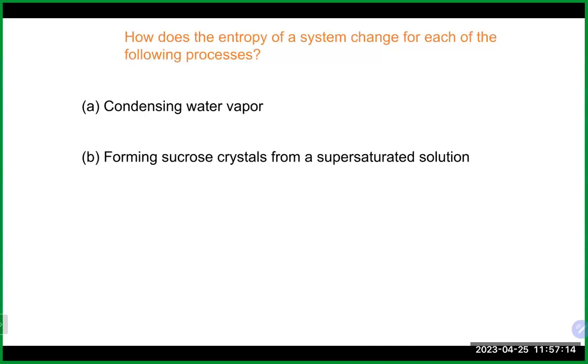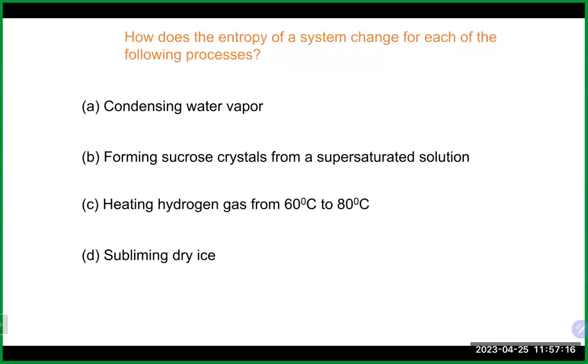All right, so take a moment for each of these and decide, how does the entropy change for each of the following processes? Does the delta S become more positive or negative? Is it increasing, decreasing? So take a moment and see what you come up with. So let's take a look.